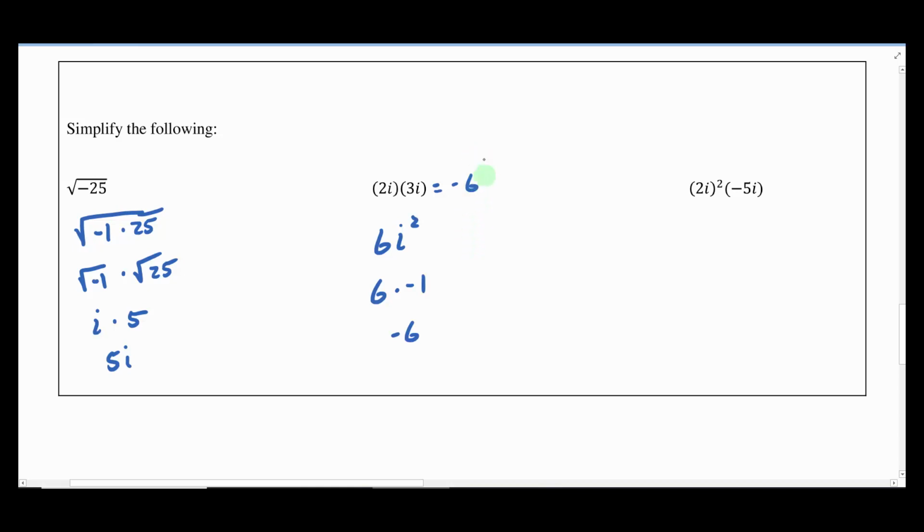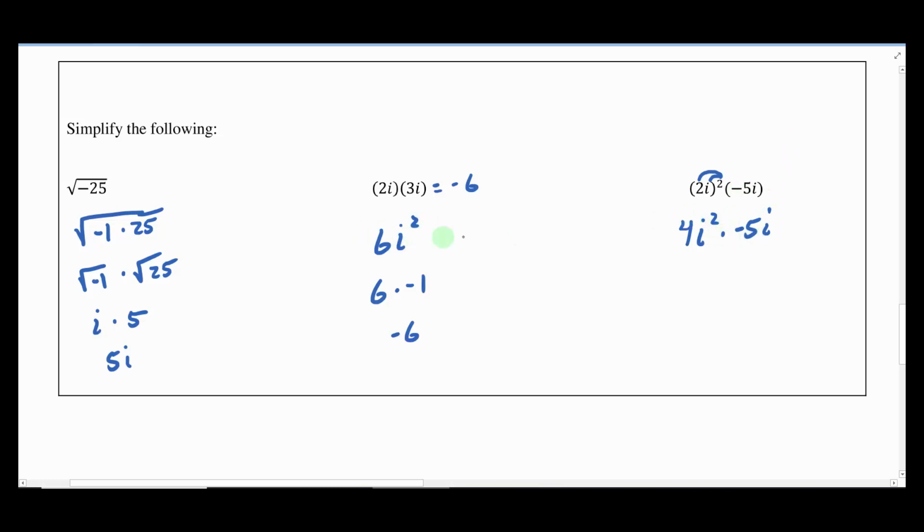All right, one last one here, just to continue seeing those operations. We have a complex number being squared. And be careful with these parentheses. When you have something inside of parentheses and the entire parentheses is being squared, everything in the parentheses has to be squared. So we have to apply this 2 to the 2 and the i. So 2 squared is 4, and then i squared. And then we're still multiplying by negative 5i.